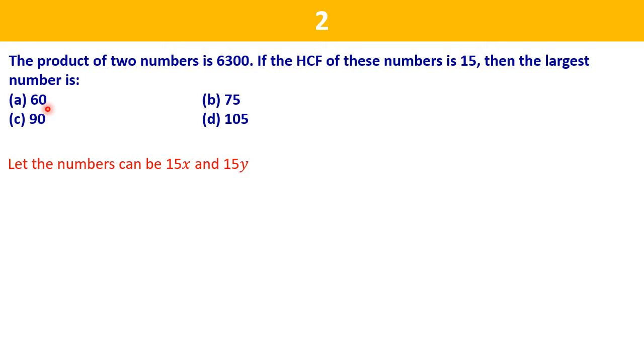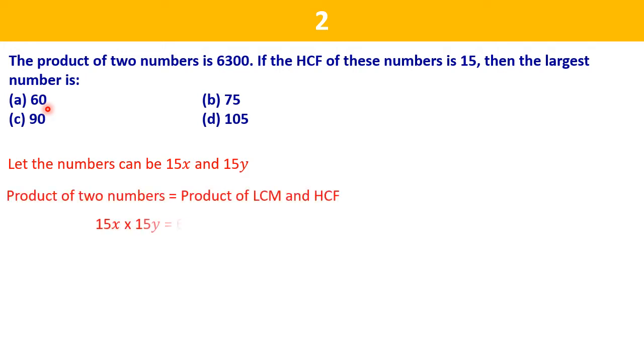Now we have learned the product rule, which says that the product of two numbers is equal to the product of their LCM and HCF. So I can write 15x into 15y is equal to the product of two numbers, that is 6300. So what will be x into y? Now we can say x into y is equal to 28. If we divide 6300 by 15 and again by 15, that is 225, if 6300 is divided by 225, then we get 28 here.